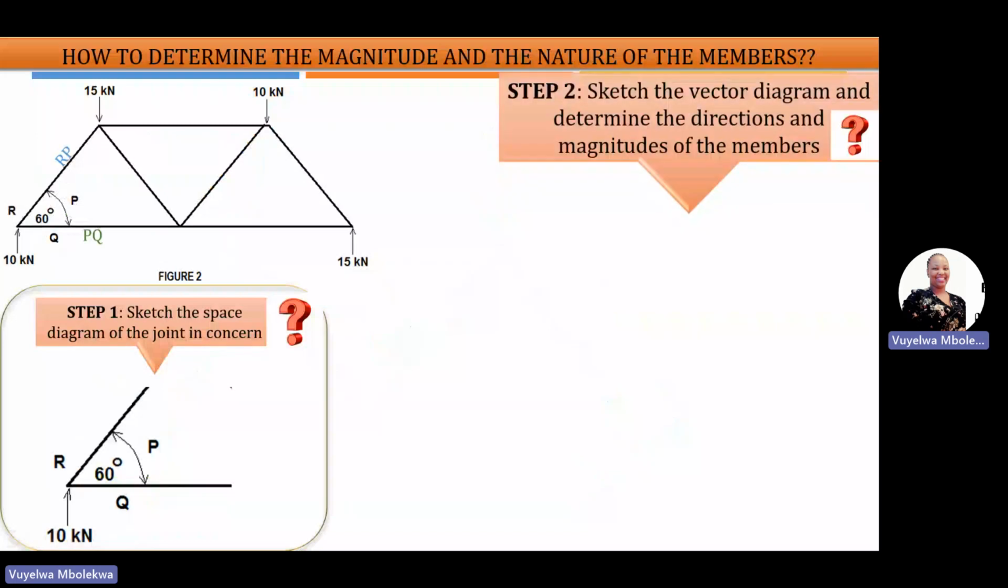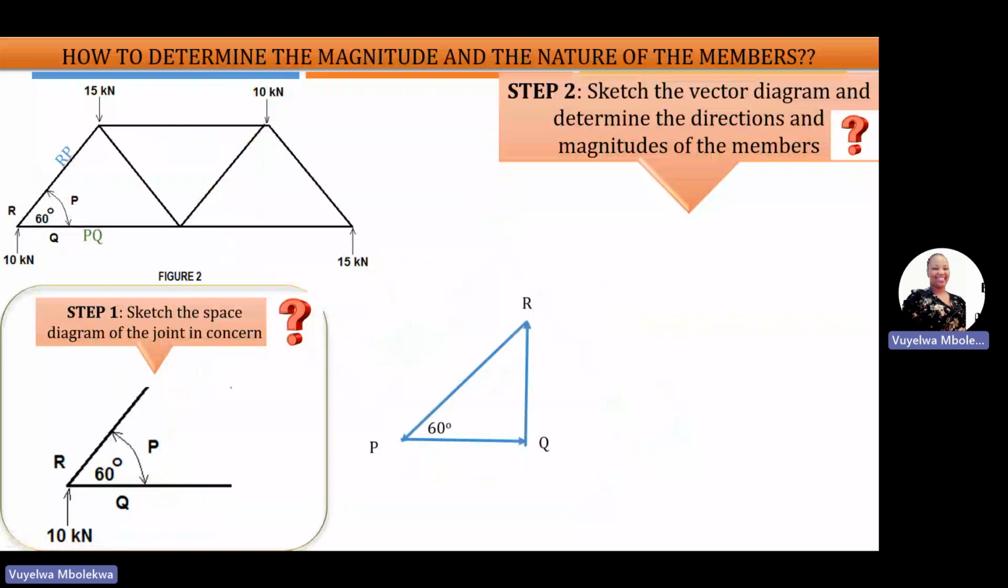And then secondly, you sketch the vector diagram. So from the space diagram, you sketch a vector diagram. Then how do you sketch a vector diagram? You use Bow's notation. So the 10 kilonewton is the one force that you know in direction as well as in magnitude. So you start with that force. It's an upward force, you go up.